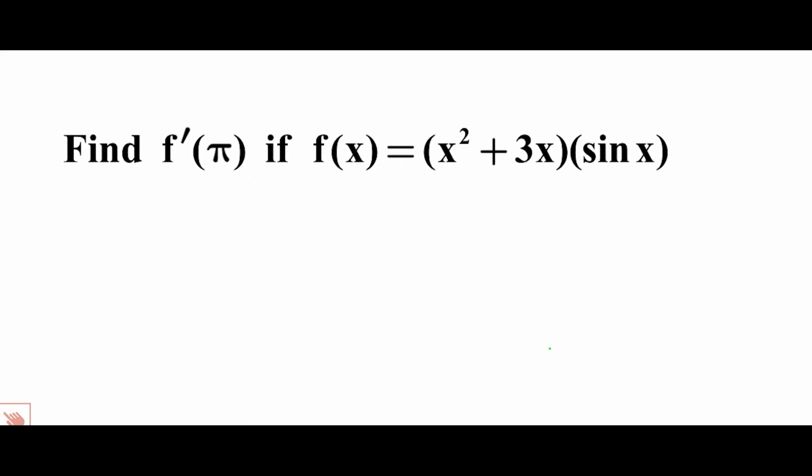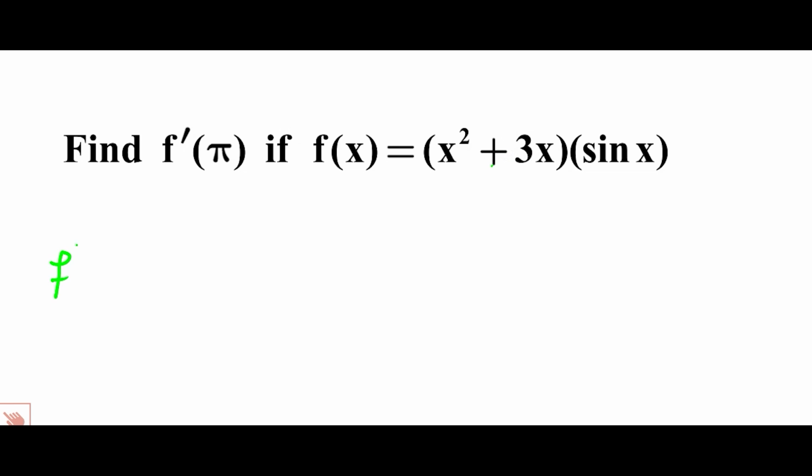Or find f prime of pi if f of x is equal to x squared plus 3x times sine of x. We know that sine of pi is equal to 0. So at x is pi, sine of pi becomes 0. So that part is the only part we really need to differentiate. And then for the rest, we just plug in the value of x.